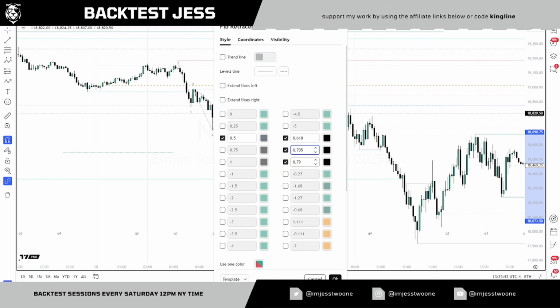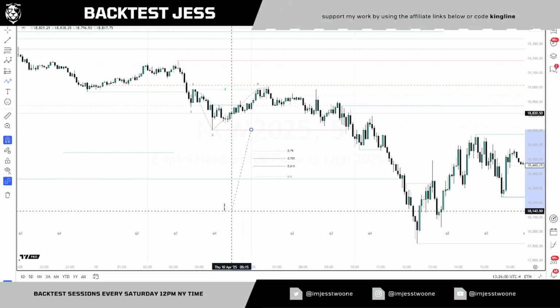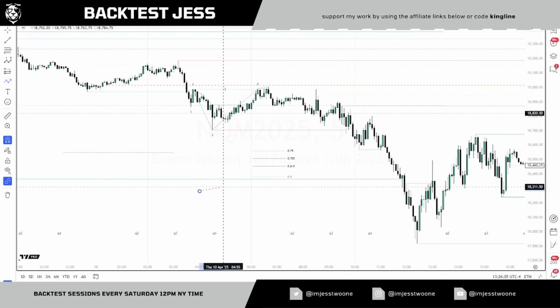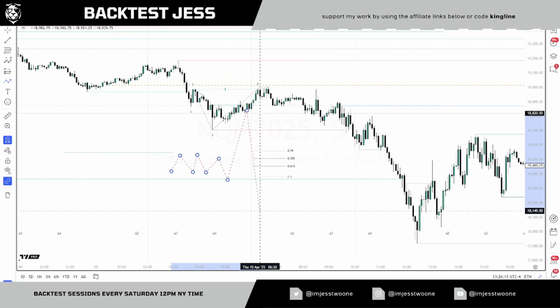And then 0.79 technically is an institutional level because it's the 80 level. I don't know the significance to ICT in this regard, but the idea is that when you have a range expand down, which is normally a change in state of delivery. So let me back this up here. We trade up above and then we trade lower, right? We've broken structure here.